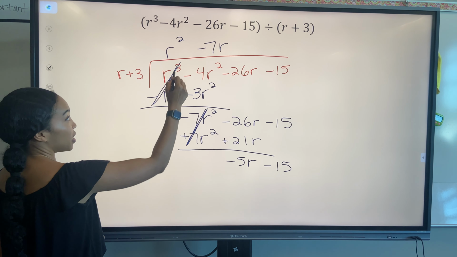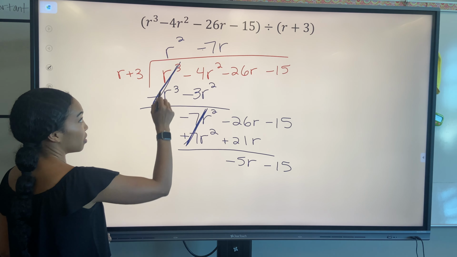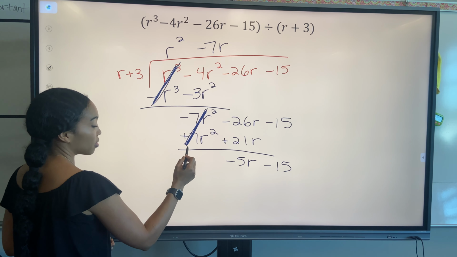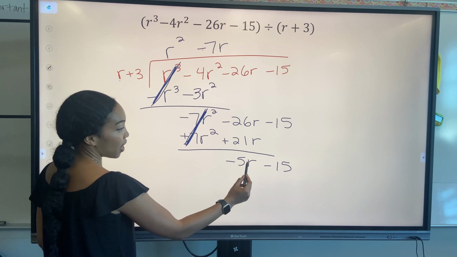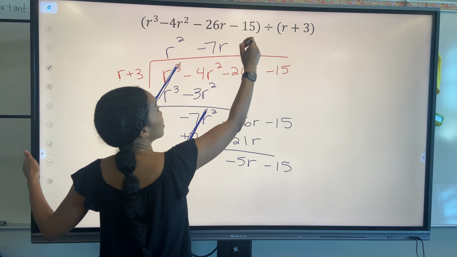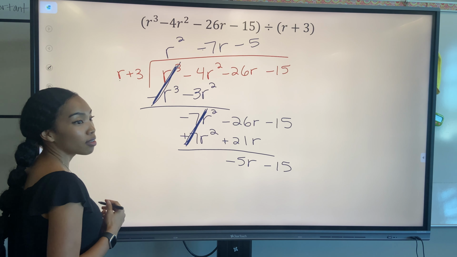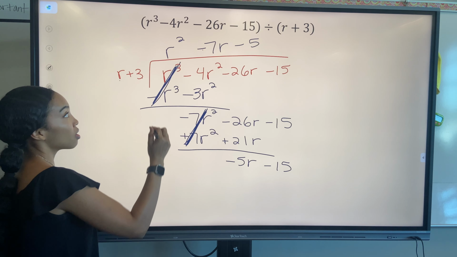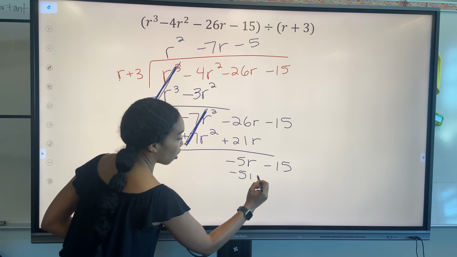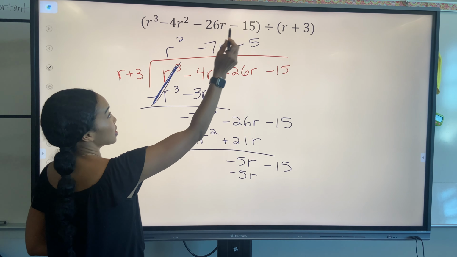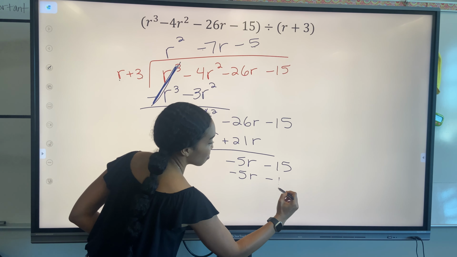Guys, this step right here, they're always going to cancel out. If they don't cancel out, we did something wrong. Okay. R times what is -5R? Good. Now we multiply. R times -5 is -5R. 3 times -5 is -15.